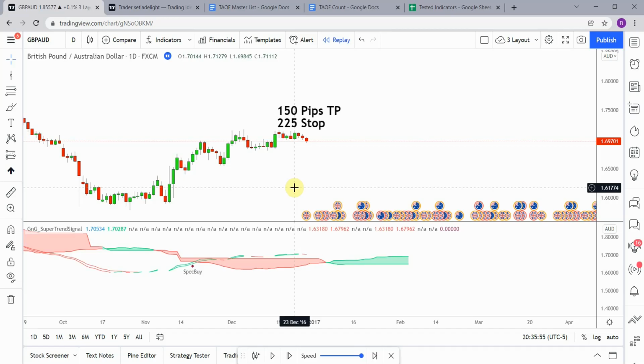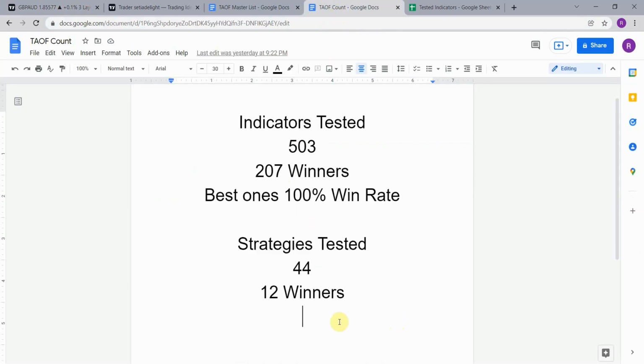Alright, as I said, today we will be testing the GnG Sniper SuperTrend indicator. Before we do though, I wanted to put the testing scoreboard up for everyone to see. So to date, we have tested a total of 44 different strategies, with 12 of them being winners. We have also tested a total of 503 indicators, with 207 of them being winners. The best ones so far were able to achieve a 100% win rate.